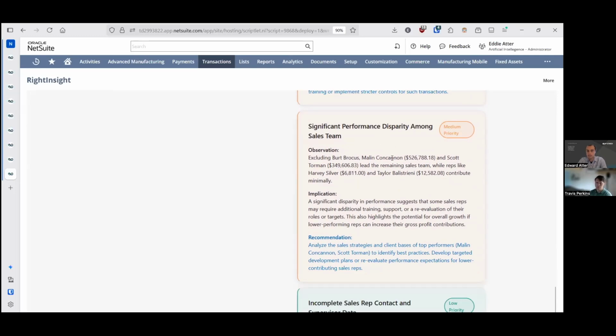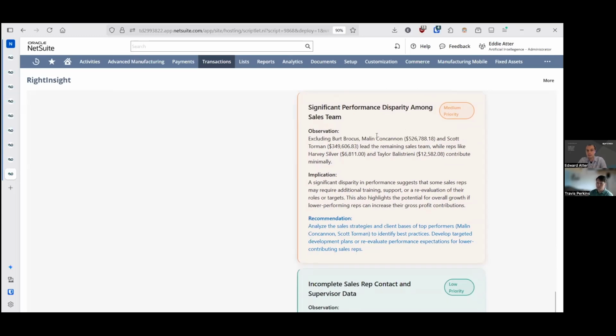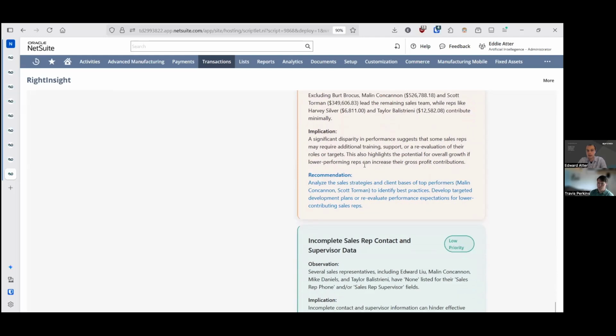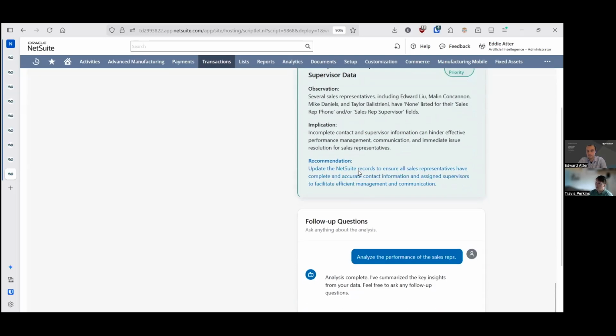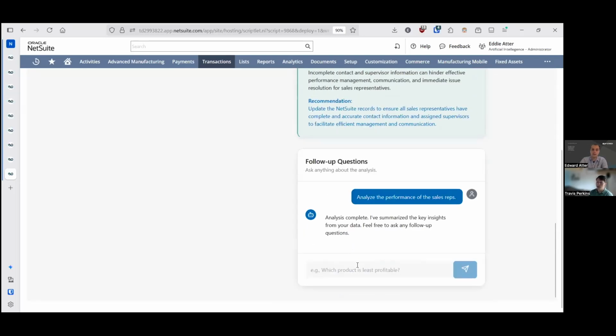Again, the performance disparity, and it understands, right, that Bert is an outlier. So even ignoring Bert, it's saying that these two lead the sales team, and everyone else is far behind. And then again, it's helping us with those data inconsistencies. It realizes that maybe it's a low priority, but there's some contact information for these sales reps that is not in NetSuite and probably should be. And there's a few people without a supervisor. Yeah, so, that is just amazing.